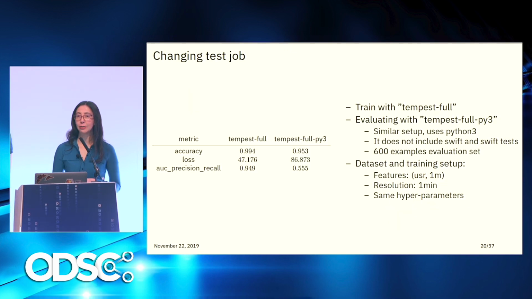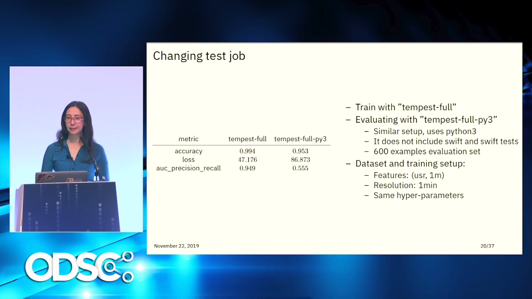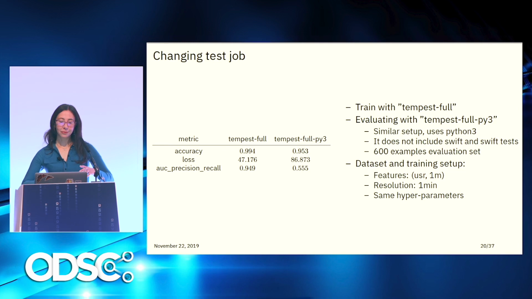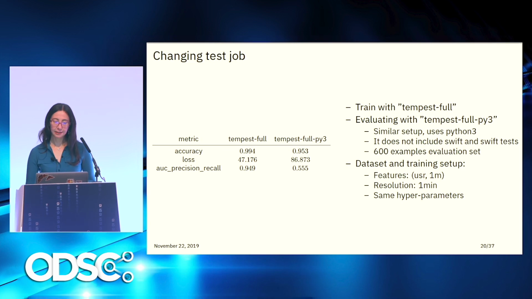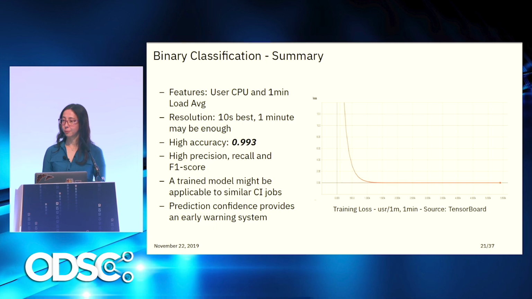The next point we wanted to evaluate was if this trained model was portable to similar CI jobs. So we took the trained model with the best combination of features we found and the 1 minute resolution as data sampling, and evaluated it with a similar CI job called TempestFull PI3, which was using Python 3 and 1 component less in comparison to the TempestFull. And we found that the metrics were pretty good, not as good as for the TempestFull, but we could consider it as positive, and that the model could be portable to similar CI jobs. So this was one of the main conclusions from our first set of experiments.